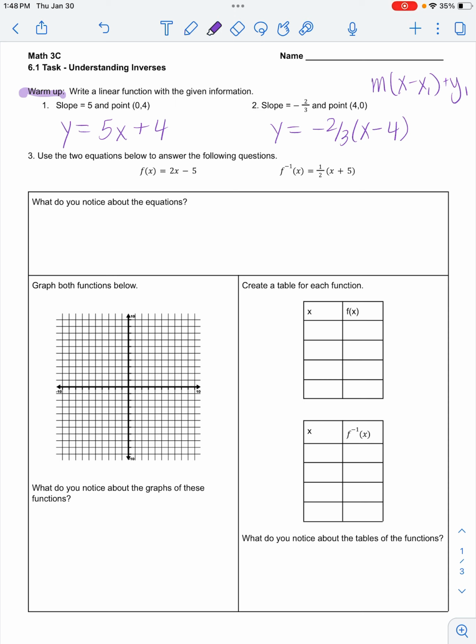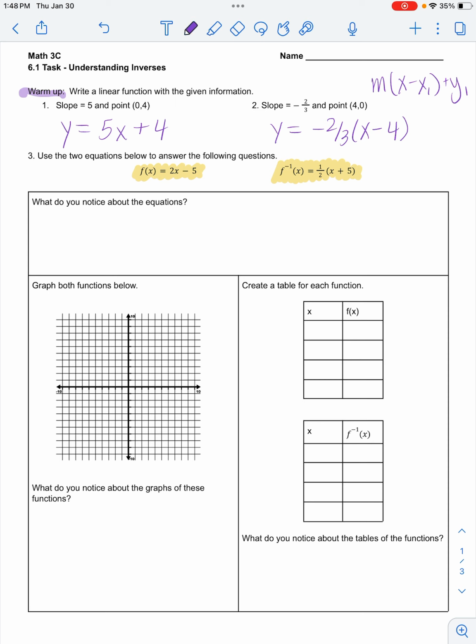So what I would like for you to do now is to look at the next question, and there are 2 different equations, f of x equals 2x minus 5, and f inverse of x equals 1/2 x plus 5. And I want you to write some things down that you notice about the equations. Then I want you to graph them both. If you have different colors, it would be great. Write some things you notice. Fill out a table of values for each.